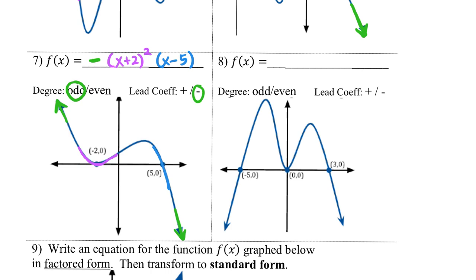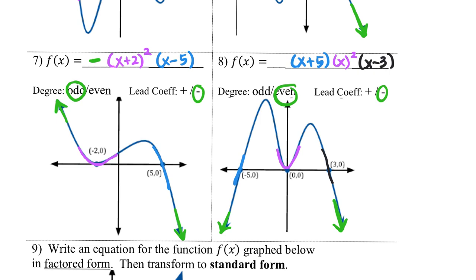End behavior: it's going down on the right, so it's negative. Since it's also going down on the left, it's even, because it matches. First zero is -5, so my factor is x plus 5, and it's passing through, so it's just normal. It's going to 0, but it's not passing through it, it's touching it and coming back up. So I need an even exponent. I can put x minus 0 squared, or I can just put x squared. Then it's going through the 3 and passing through, so x minus 3.